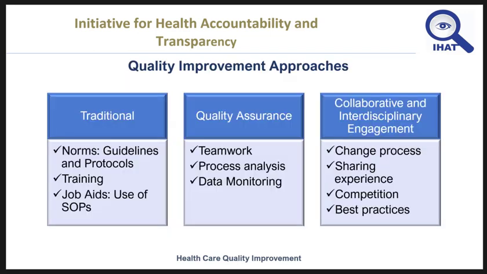There are different approaches to quality improvement. There are three basic approaches outlined here. The first is the traditional approach, which has to do with norms, guidelines, and protocols, conducting trainings, and the use of job aids, such as the use of standard operating procedures. And then we're also looking at quality assurance, which has to do with teamwork, process analysis, and data monitoring. And the last approach for quality improvement is the collaborative and interdisciplinary engagement. Here we're talking about exchange processes, sharing experience, competition, and the use of best practices.